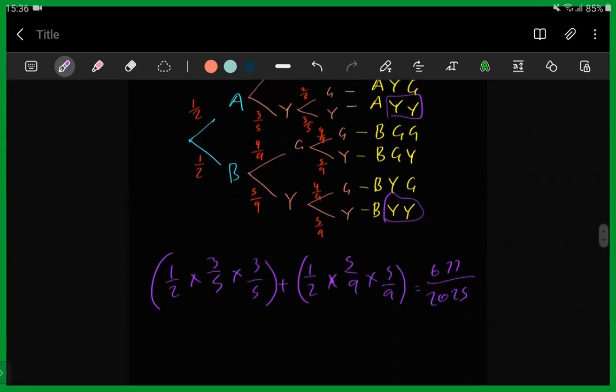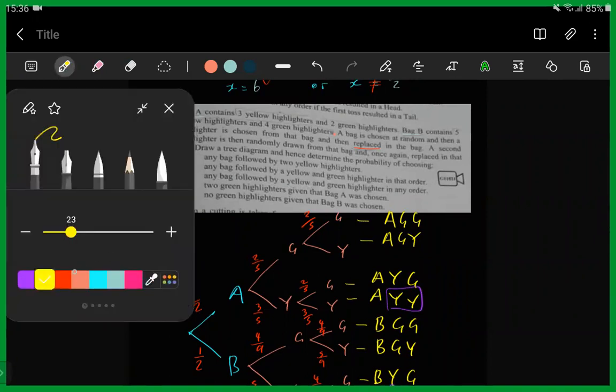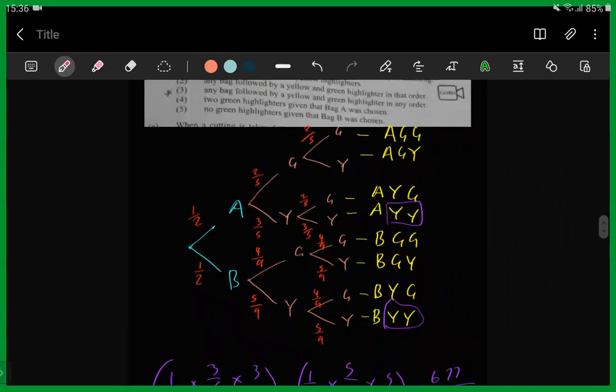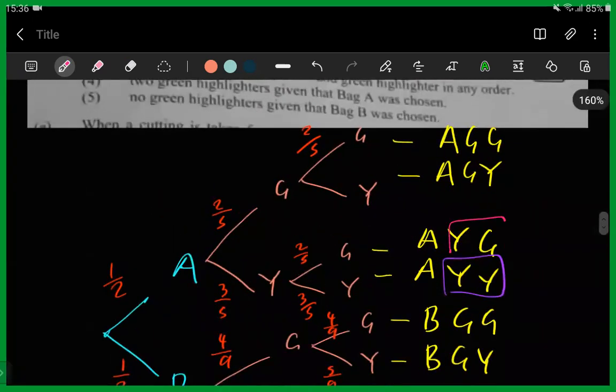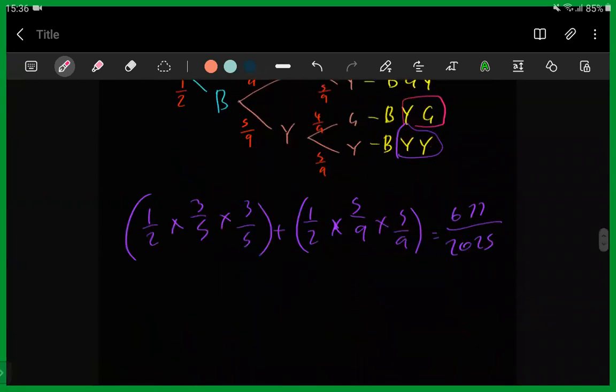That's for the first one. The second one says any bag followed by a yellow and a green highlighter in that order. So you need yellow coming first, green afterwards. So these are the two scenarios.